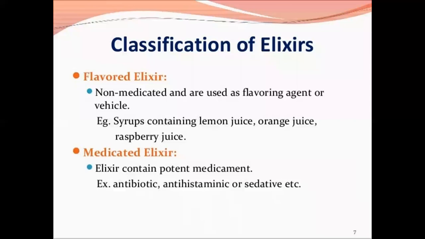Okay, antibiotic. Can anyone tell the examples of antibiotic? Penicillin. So antibiotics are the medicines or preparations that prevent the growth of bacteria or kill the microorganism. There are different types of antibiotics such as penicillin, tetracycline, amoxicillin, tobramycin, doxycycline. So this is about medicated elixir and their potent medicament, antibiotic.